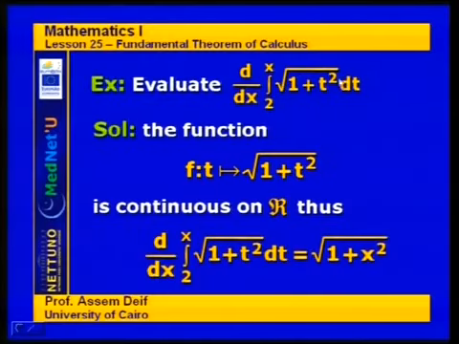For example, for this exercise, square root of 1 plus t square, or 1 plus x square, this is a continuous function for all values of t. For this function, since it's continuous, the integral must be a differentiable function. So if you calculate the derivative, you will find it equal to square root of 1 plus x square. Since the function is continuous, the integral is differentiable, and therefore you can apply the first fundamental theorem.